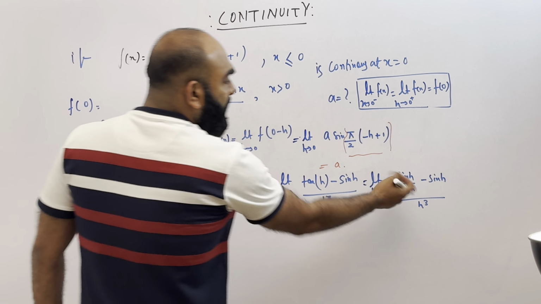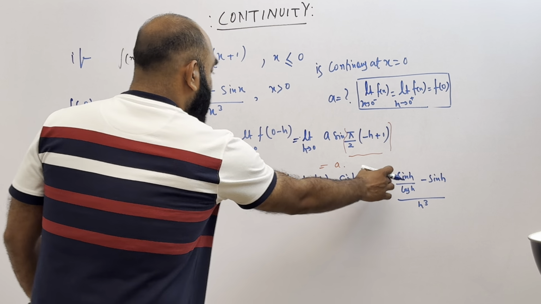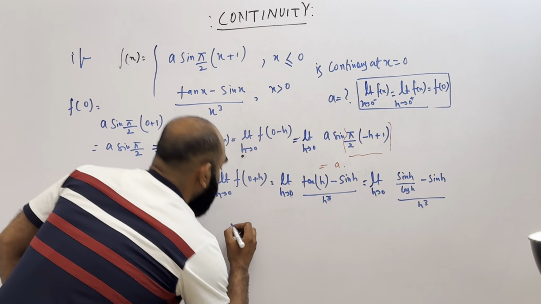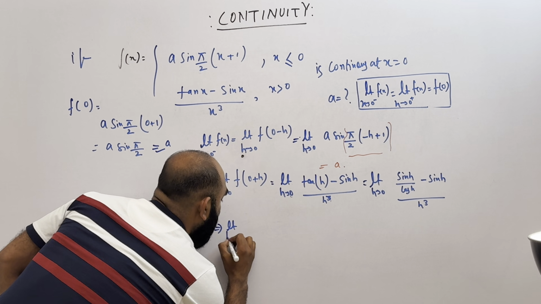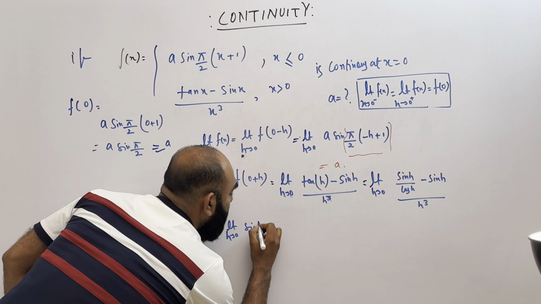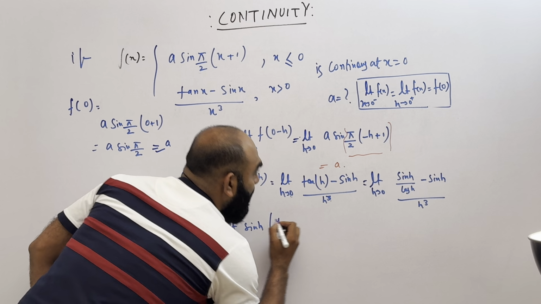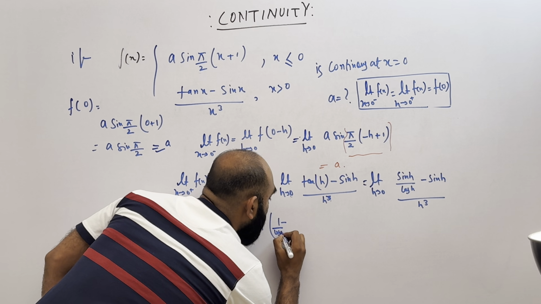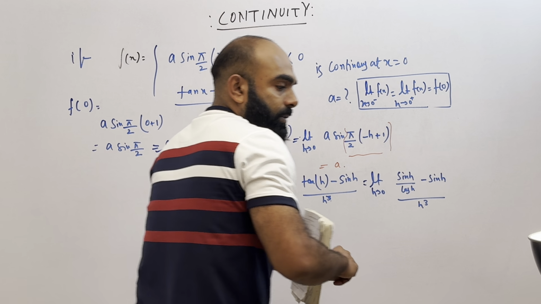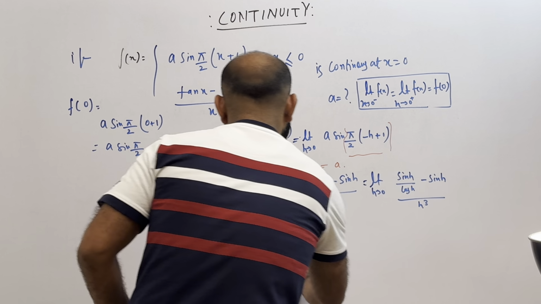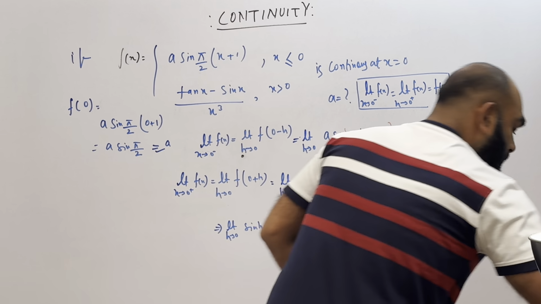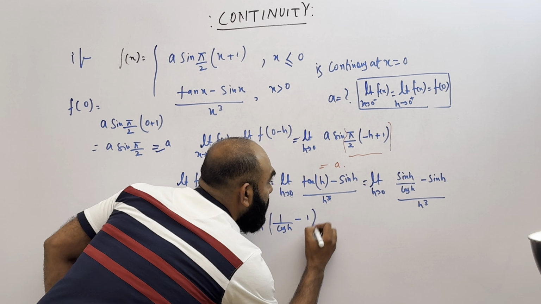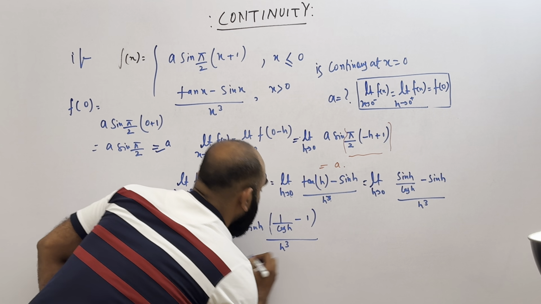Sir, can you take this sin h common? Okay, I have taken sin h common, and it will be written as 1 by cos h minus 1 divided by h cube. Sin h I have taken common from here, so what will remain? 1 by cos h minus 1 divided by h cube. Okay, fine.